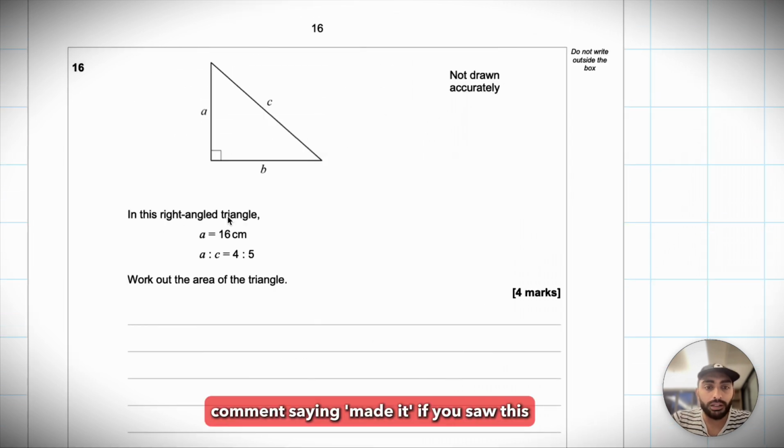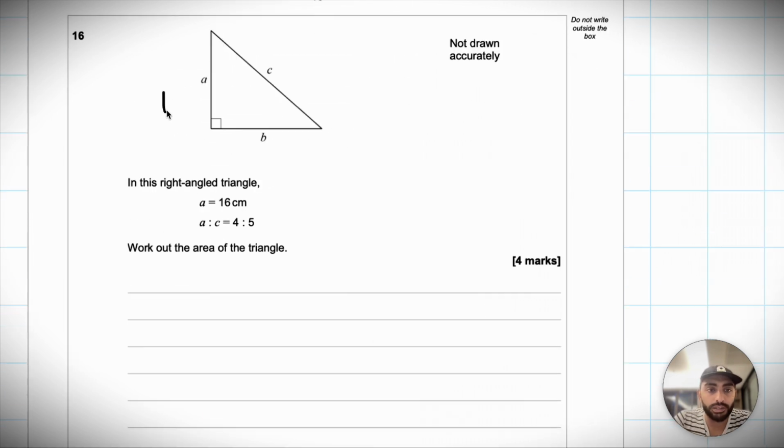Question 16. In this right angle triangle, A is equal to 16, and A to C is in the ratio 4 to 5. We know what A is, it's 16, so we can now work out what C is. On the left-hand side, we've multiplied by 4 to get to 16. We'll do the same thing to the right. 5 times by 4 is 20. So now we know C is equal to 20.